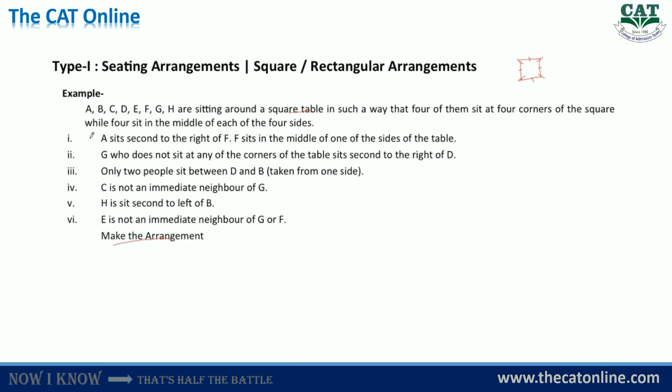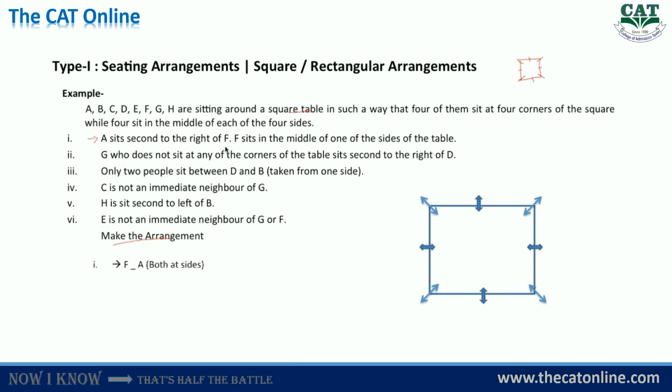So let's simplify these clues that are given to you. A sits second to the right of F. So if this is F, this is the first place to the right of F, this is the second place to the right of F. And the second piece of information is saying F sits in the middle of one of the sides of the table.